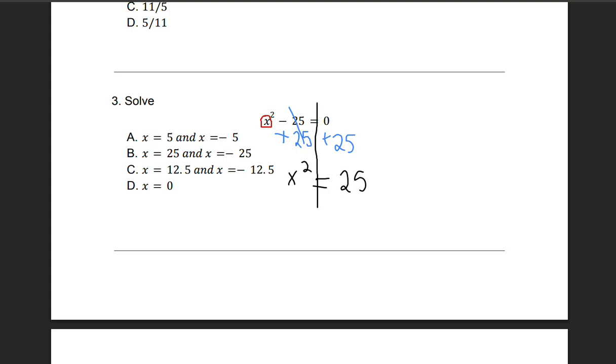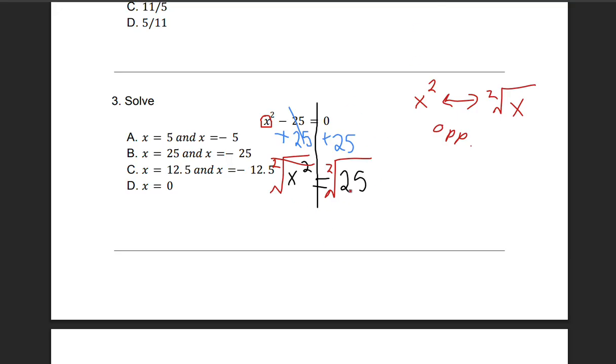Now here, this is a different last step. I don't have division. I have what's called an exponent. Whenever we have an exponent, its opposite operation is going to be a root. So if it's a squared, we're going to do the square root on both sides in order to cancel out that exponent. So if I have an exponent of 2, to cancel it out, we're going to square root. That is the opposite.